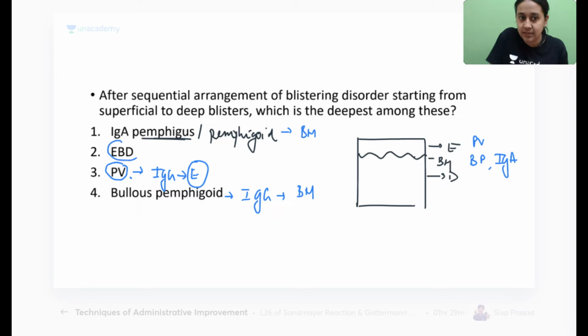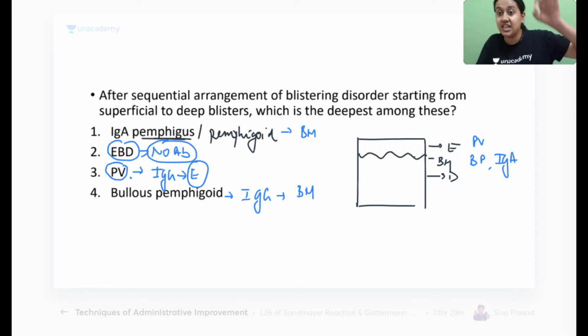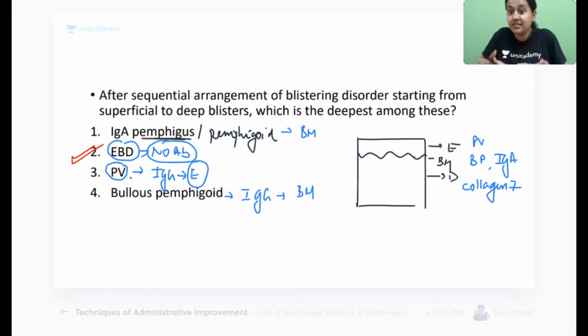Now, what about epidermolysis bullosa dystrophica? Against which component do you see antibodies in this group? Anyone? Anybody can tell me the answer? Yes. Here there is no antibody, but there is congenital deficiency of one of the components of dermis, and that is collagen 7. Understood or not? Very, very important, all my dear students, and that is why dermis is the deepest part, and that becomes the correct answer for this particular question. Anyone has any confusion, let me know. Very, very important for your understanding.